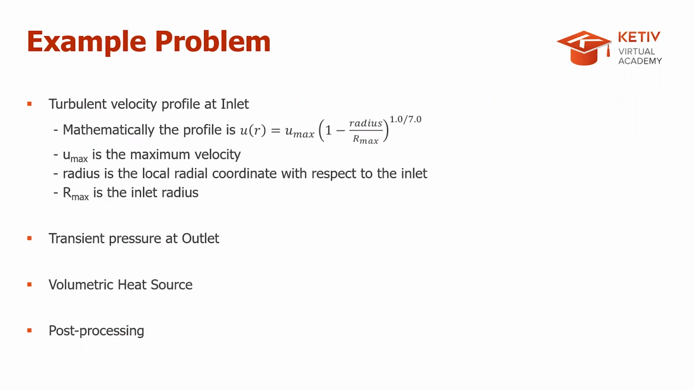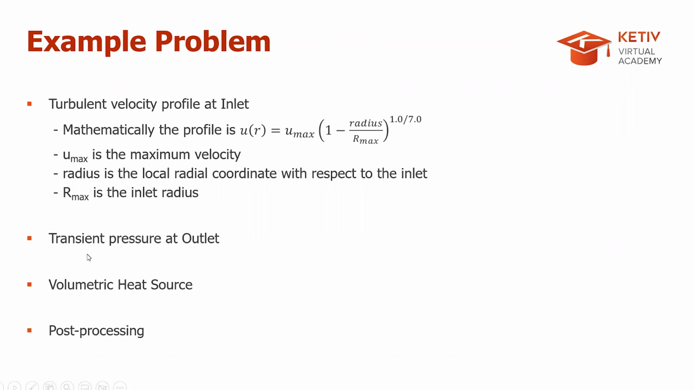What we're going to do is take a simple pipe flow problem, and we are going to assign a turbulent velocity profile at the inlet. The function of it looks like this. So Umax will be a value that I assign, and the maximum radius will be a value that I assign. This radius will be computed based on the coordinate location, or the spatial coordinates, at the particular flow boundary. Okay, so we'll assign the turbulent velocity profile at the inlet.